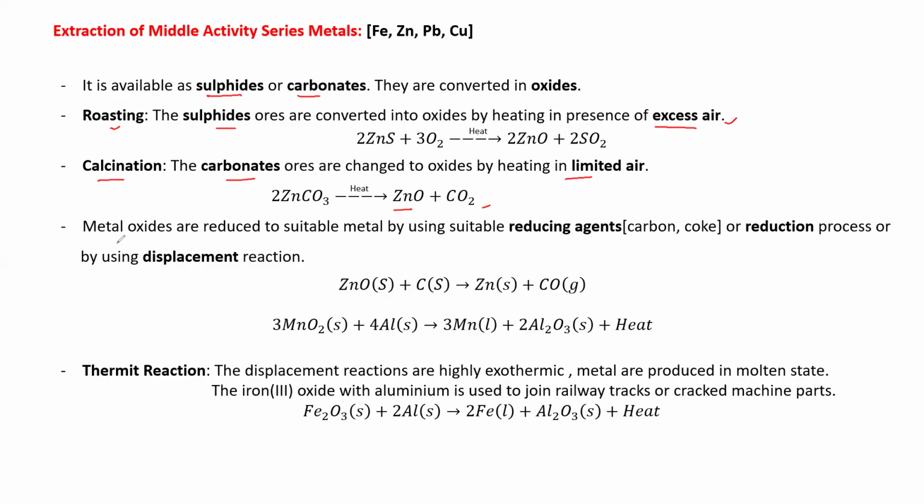Now these obtained metal oxides are reduced to the suitable metal by using a reducing agent. What are we going to use as the reducing agent? Carbon or coke, or any reduction process will take place. We can even utilize the displacement reaction. Like here, zinc oxide is being reduced with the help of carbon, or we can use coke, to obtain the zinc, and here carbon monoxide gas is evolved.